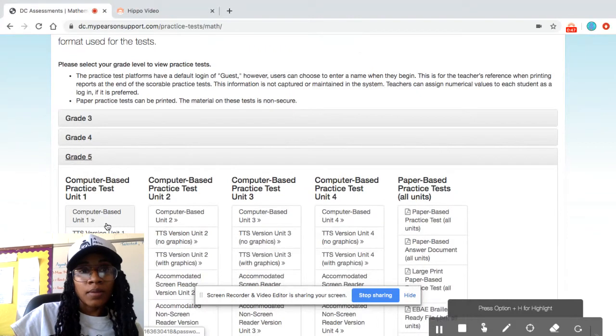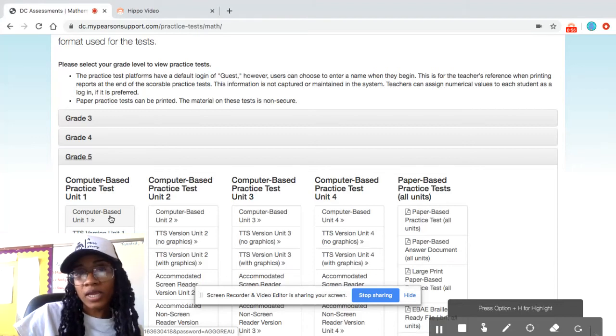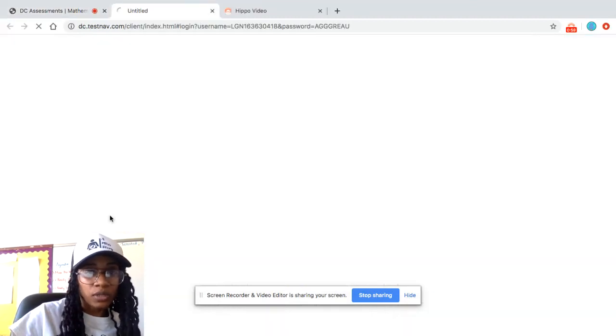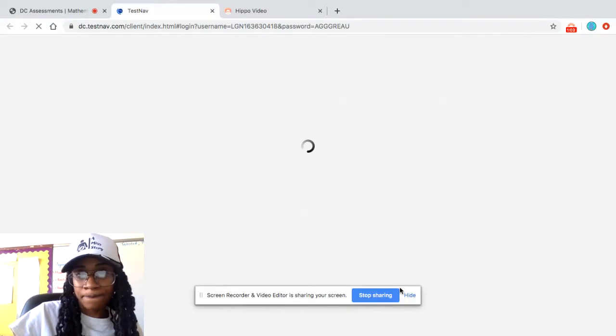Okay, and so it's a good practice for parents to do this at home. Notice they have 4 units, so you can go through all of them. You can actually have them solve it, and you can have them go through and use whatever tools that they would need to be successful. So we're going to do Unit 1.